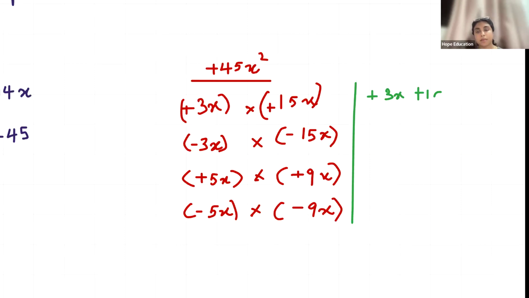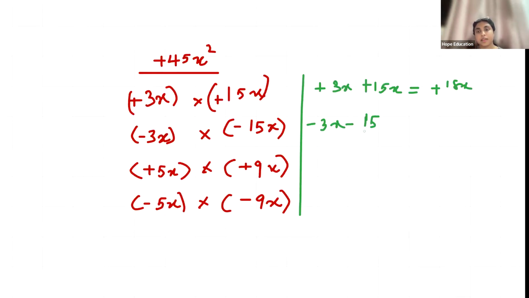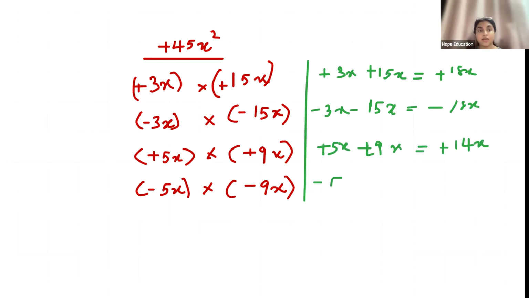Minus 3x, minus 15x. I'm going to write it a bit roughly, so my handwriting might not be the prettiest, but let's speed up. Minus 18x, that's also not working. Plus 5x, plus 9x, plus 14x. Okay, that's quite close. Minus 5x, minus 9x, minus 14x. And that is exactly what we want. Minus 5x minus 9x is what we want. Okay, so let's quickly write it down.